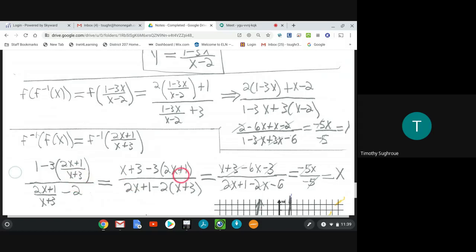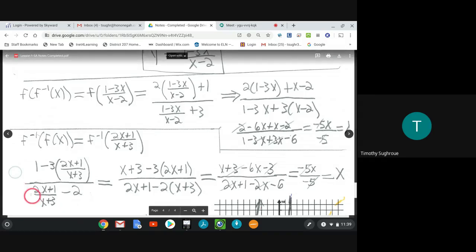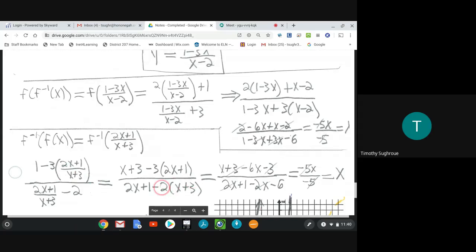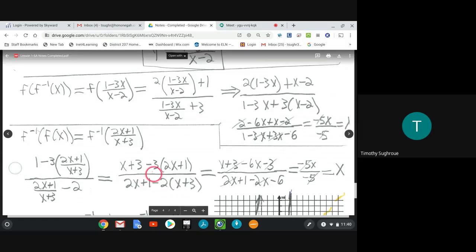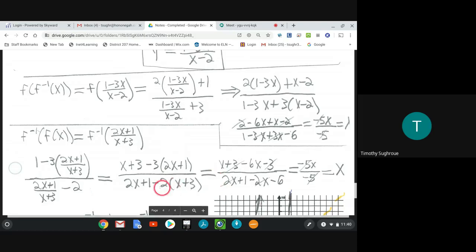But I cannot forget the parentheses. Parentheses make a significant difference. Multiply this fraction by x plus 3. Just cancel the x plus 3. Multiply this negative 2 by x plus 3. Look at complex to non-complex in one step. It's the way to go. Distribute the negative 3. Don't forget to distribute the negative sign. Distribute the negative 2. Don't forget to distribute the negative sign.